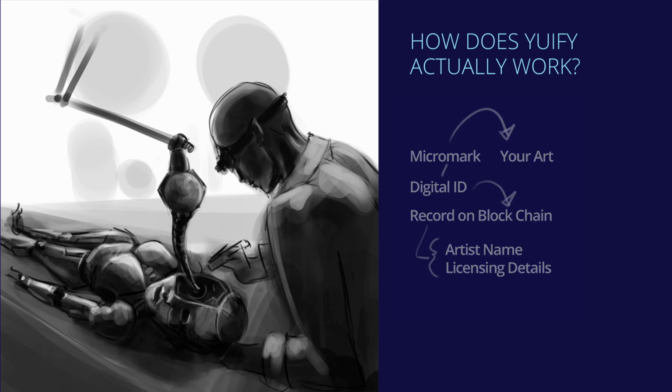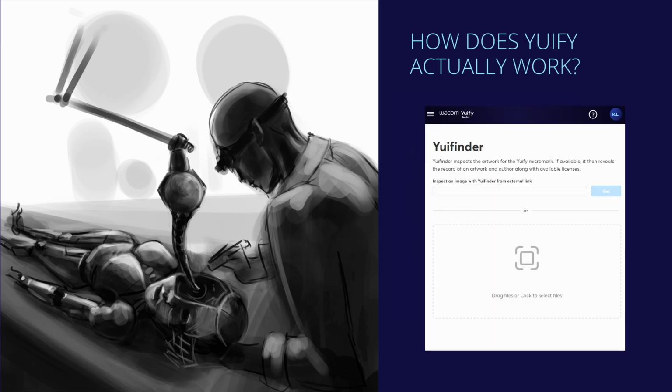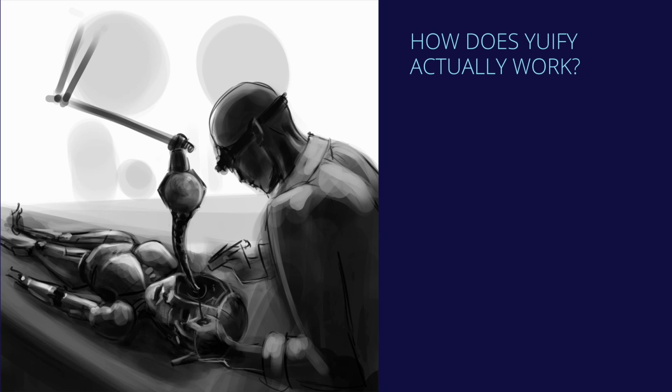So in theory, a person wanting to use a painting that they found on the internet runs it through Yuifinder, which is the search engine for images that have these micro marks. And if the painting is listed in Yuifinder, the searcher can see who painted it, what their licensing terms are, and even contact the artist via the Yuify platform to make a deal.